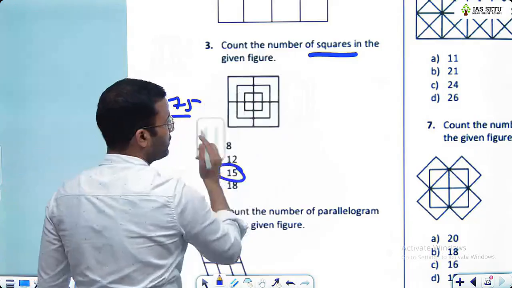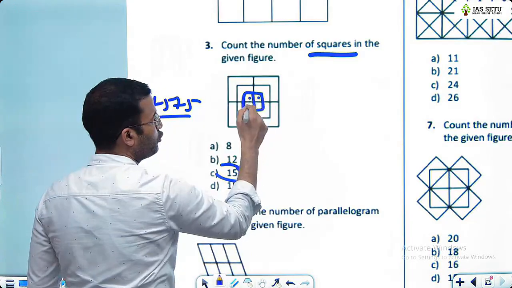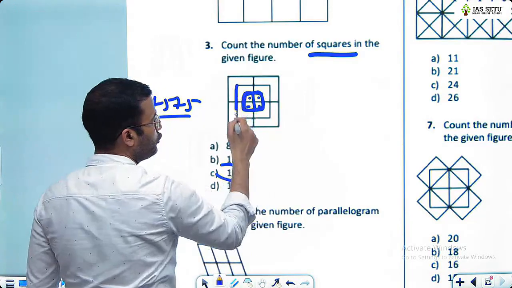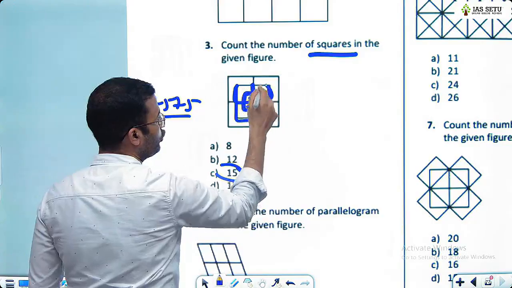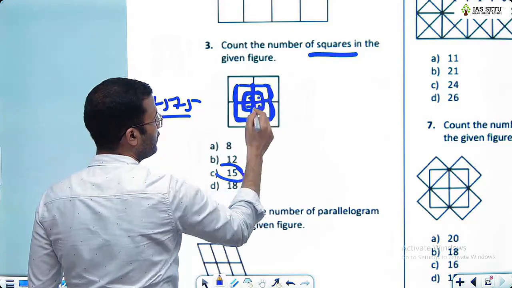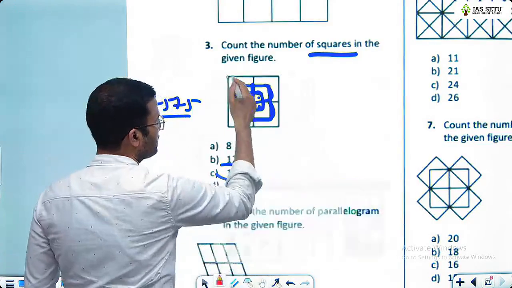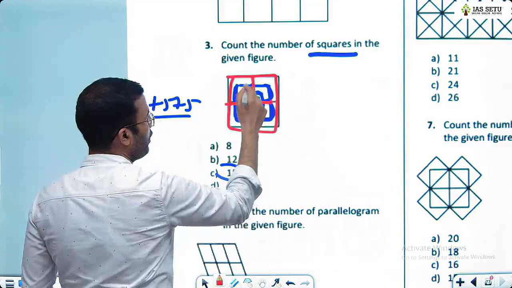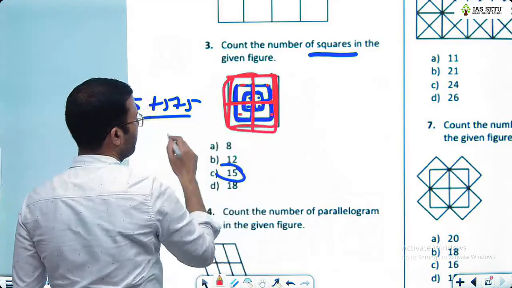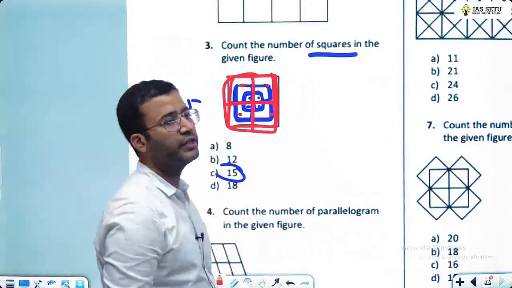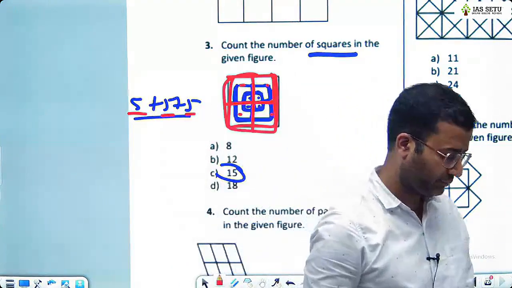You check this one. 1, 2, 3, 4, बड़े वाला 5. You check this one. 1, 2, 3, 4, bigger one 5. Then you check the largest one. Here also you have 5. 1, 2, 3, 4, बड़े वाला 5. So you have total 15 squares in the given figure.